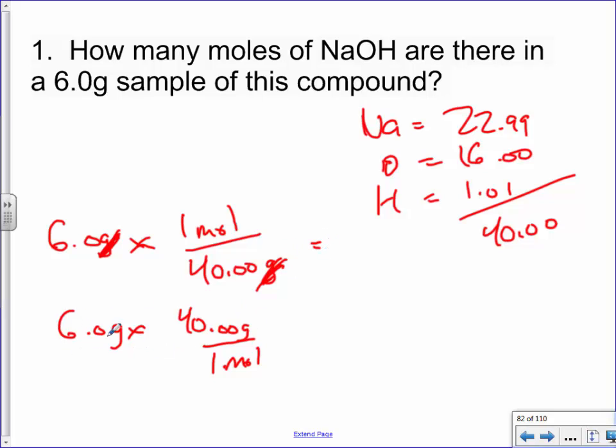Whereas look at this bottom one right here, which is not going to be the right way of solving it. See how this gram symbol right here and the other gram symbol, they're both on the top? That doesn't work. Also, 6 times 40 is 240. But didn't we just say that this was going to be way less than a mole? Okay. So what's 6 divided by 40? 0.15.